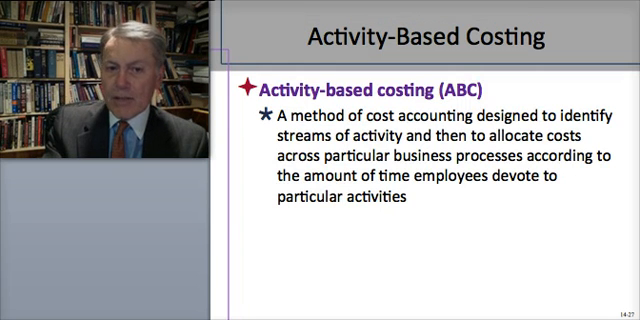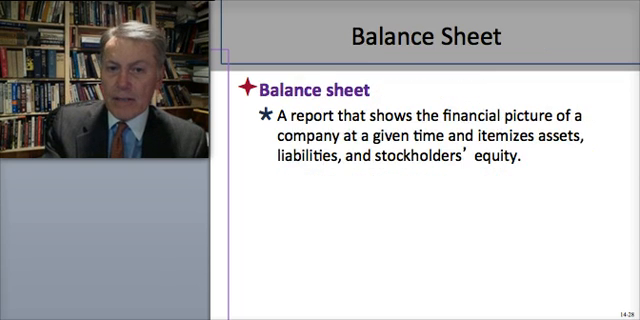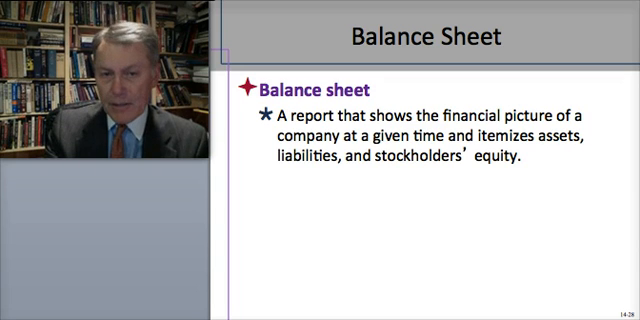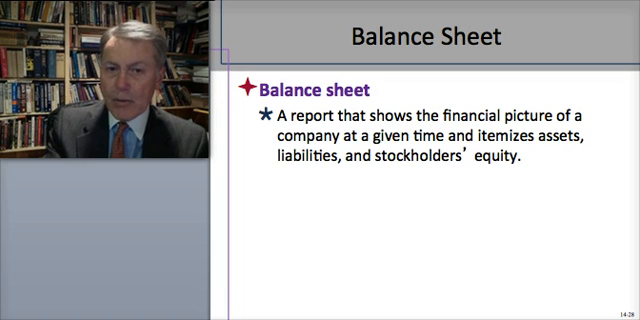Activity-based costing, also known as ABC, is a method of cost accounting designed to identify streams of activity, then allocate costs across particular business processes according to the amount of time employees devote to particular activities. A balance sheet as a control mechanism. This is a report that shows the financial picture of a company at a given time, a snapshot, and itemizes assets, liabilities, and stockholders' equity.